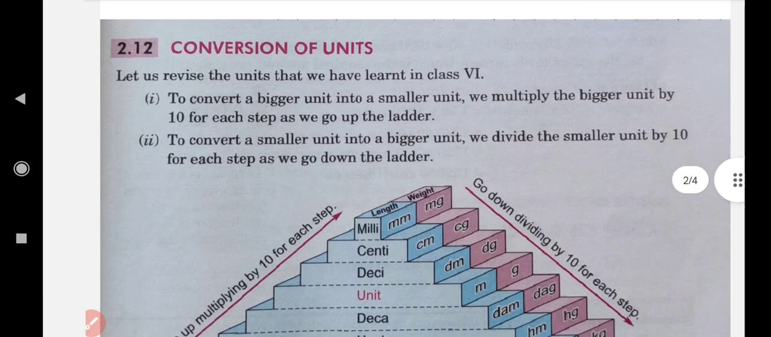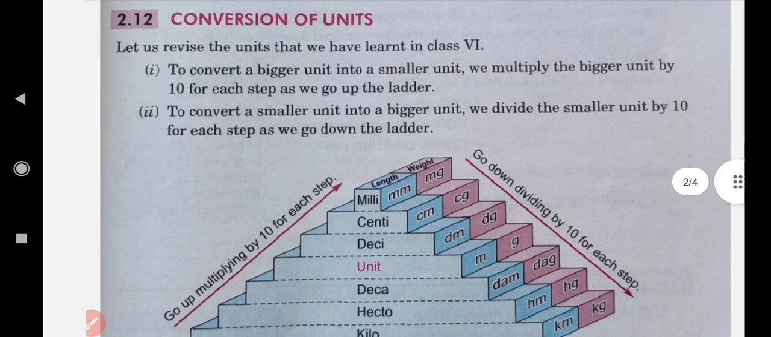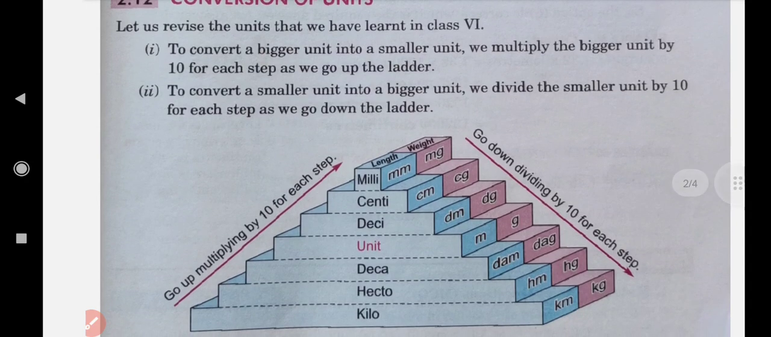Okay, so how do we convert from one unit to another unit? Already we discussed this in standard 6, children. So again we revise this here. First, two steps you have to remember. To convert a bigger unit into a smaller unit, we multiply. So what did we understand? When we convert bigger to smaller, we multiply by 10.